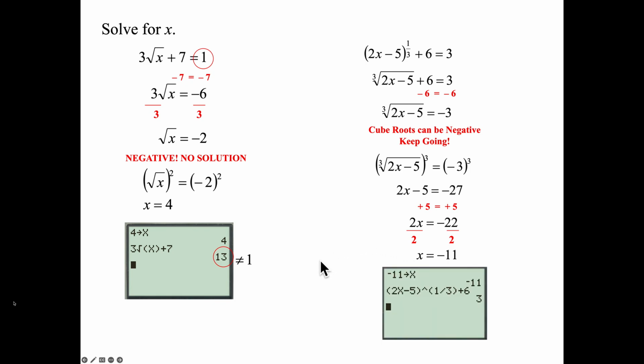Okay, so calculator check, -11. Store it for x, hit enter, type in left parentheses 2x minus 5, right parentheses raised to the power of 1/3. Old calculators, you had to put that in parentheses, plus 6. It's equal to 3. That's what it says.